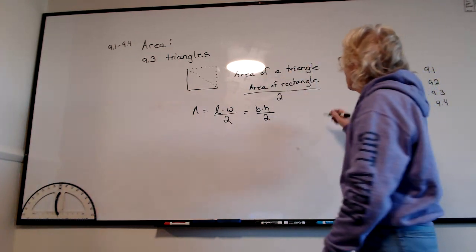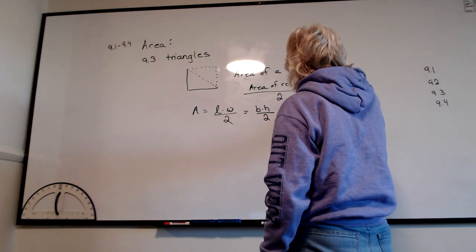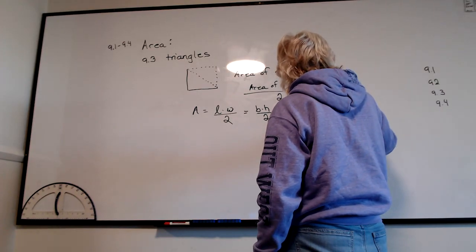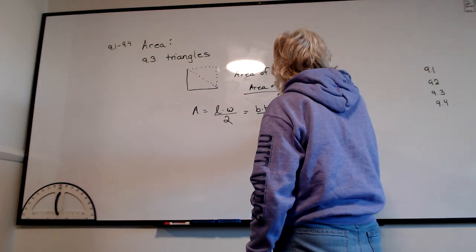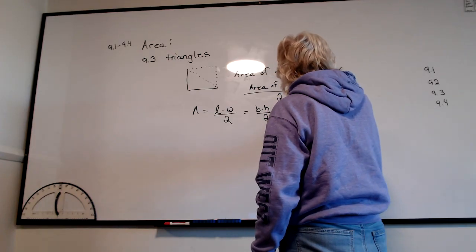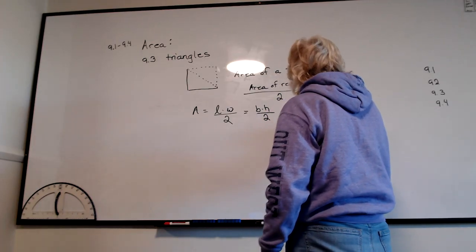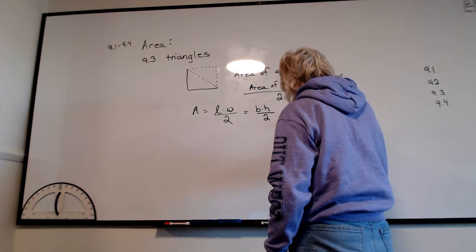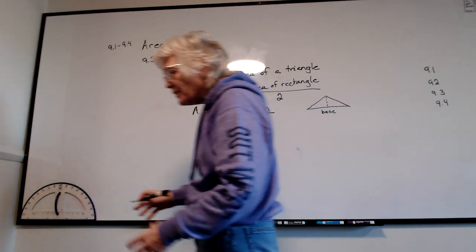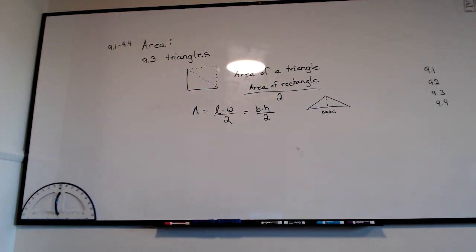So if we have something like this, okay. If we look at this, here is our base, because it's the one on the bottom. It doesn't matter which base you choose, but sometimes it's easiest to use the bottom one on your paper. You can flip it around and get a different base. You'll still get the same answer.